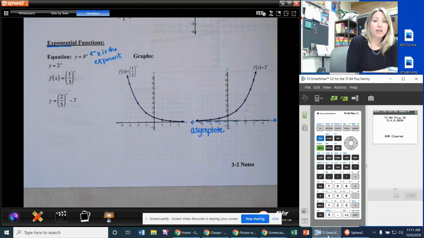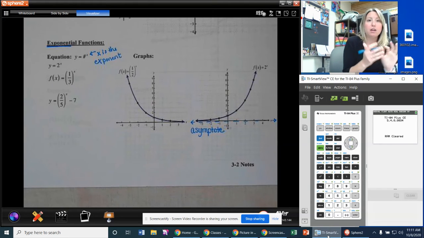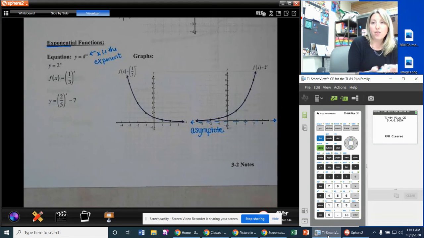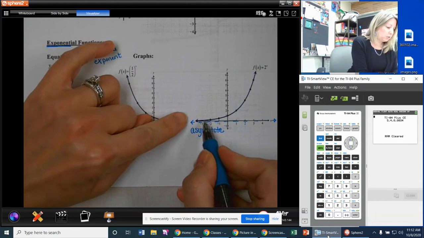This is what we call an asymptote. An asymptote is an invisible barrier that your graph, your function, your relation, whatever it may be, cannot touch or cross. But it's approaching it. It's getting closer and closer without actually touching or crossing it. And that's what's happening here.